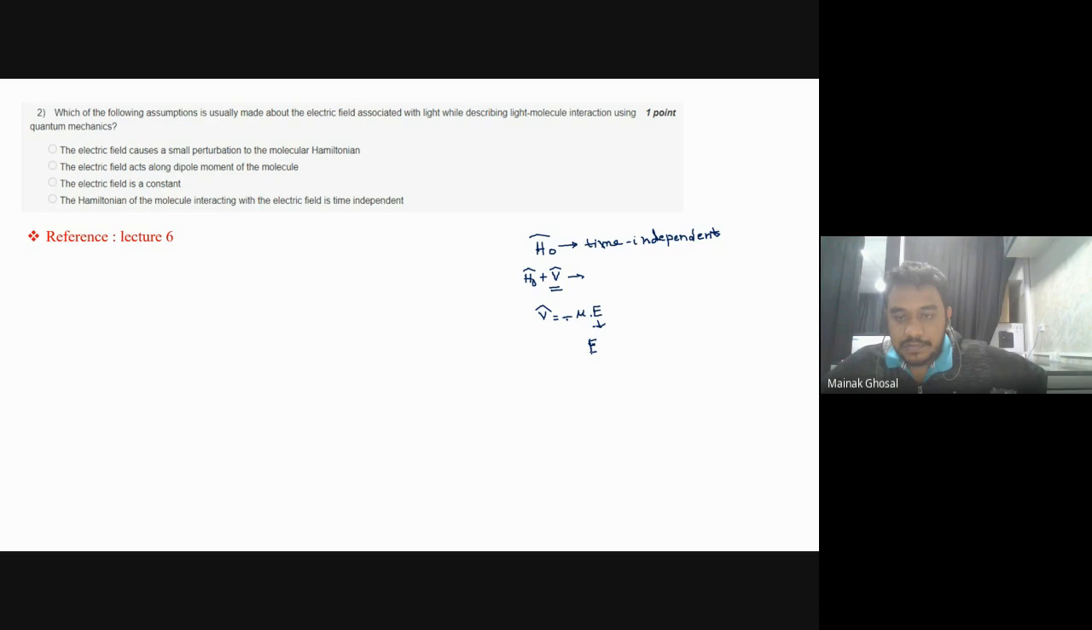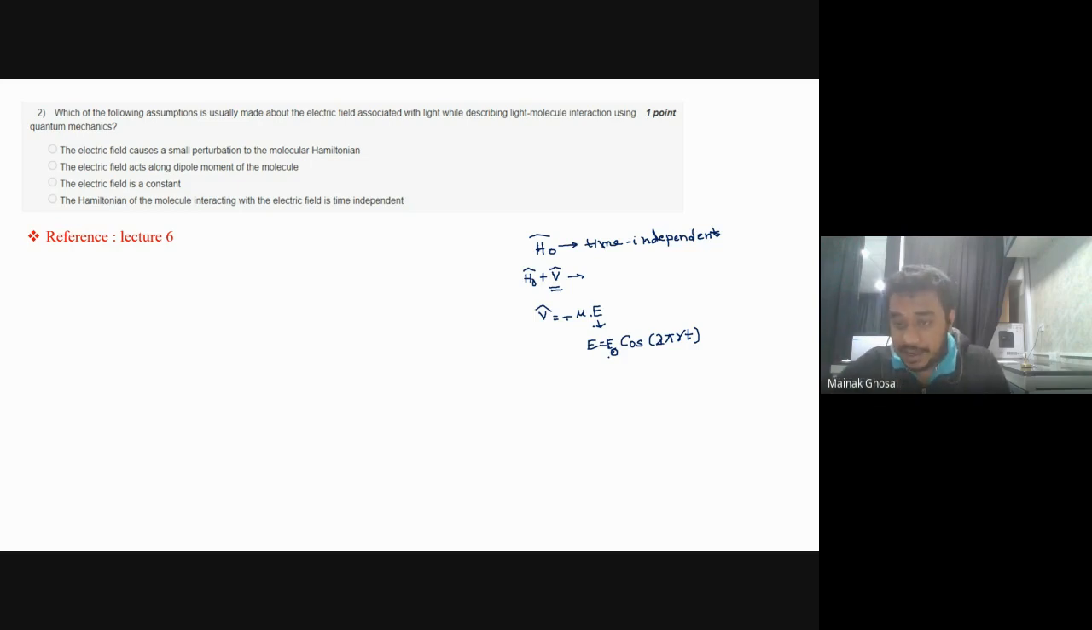Now this E, the electric field, is defined as E equals E naught cosine 2 pi nu t. Professor Hajra has explained that whenever there is an electric field interacting with the molecule, the electric field is given by this. So the perturbation due to the electric field of light can be defined as mu into E, and this E can be represented as E0 cos 2 pi nu t.